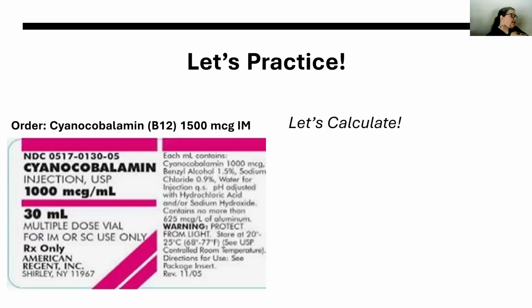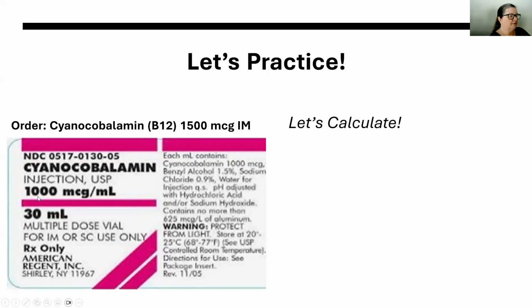Here is cyanocobalamin. Say that 5 times fast. This is B12. Let's take a look at the label here. And this is an honest to God label. I'm sorry, it's a little fuzzy.